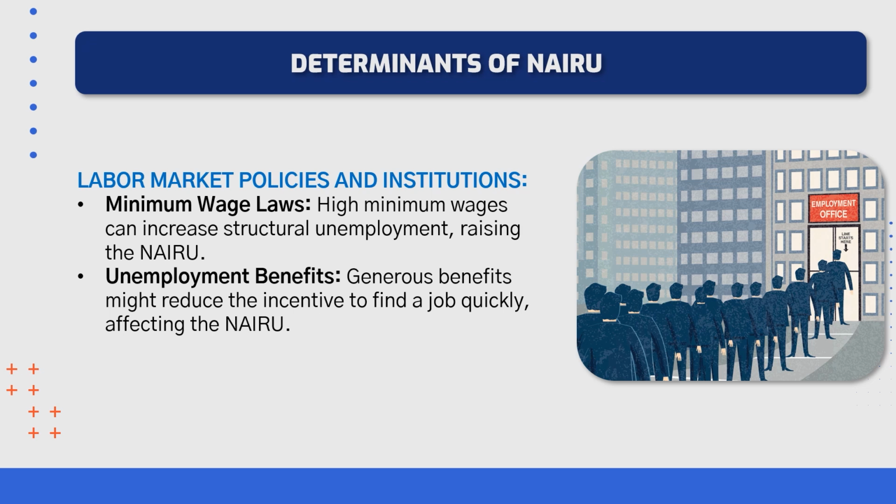For example, suppose NAIRU is 5% and the actual unemployment rate is 3%. This is a low unemployment rate, and it means businesses struggle to find workers, leading to high wages. Workers spend more, increasing demand and pushing prices higher, leading to inflation. Workers expect the prices to rise, so they demand higher wages. Businesses pass higher labor costs to consumers by raising prices. This creates a cycle of rising wages and inflation known as the wage-price spiral.